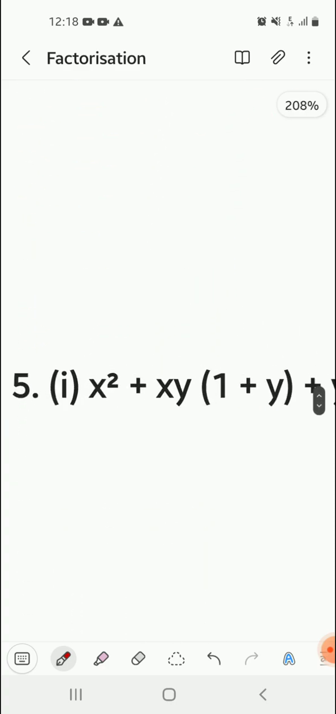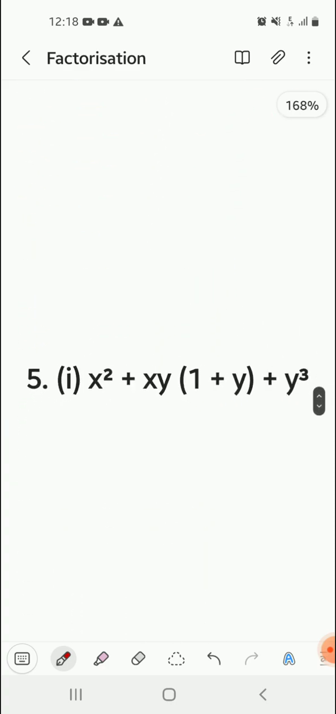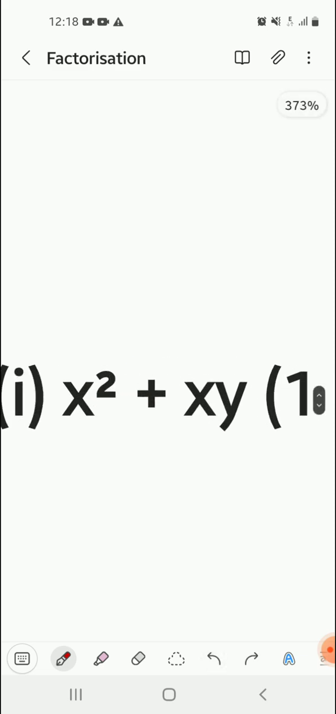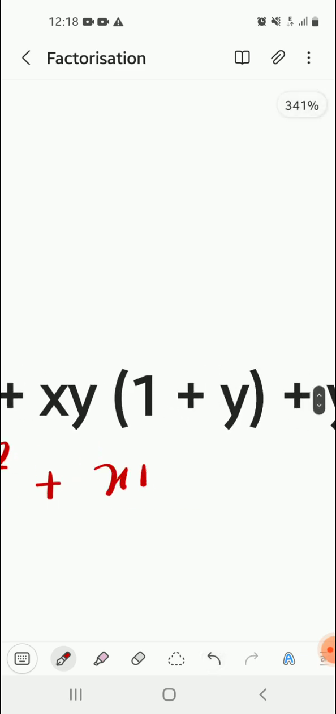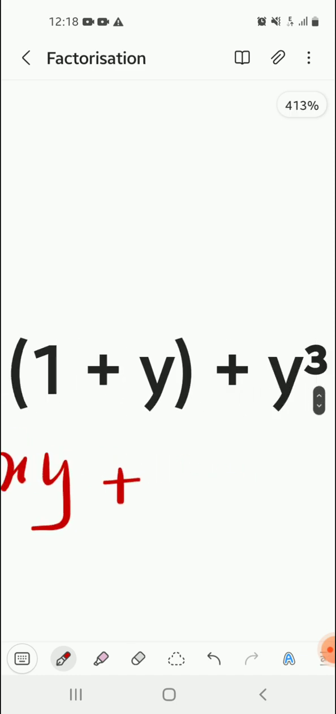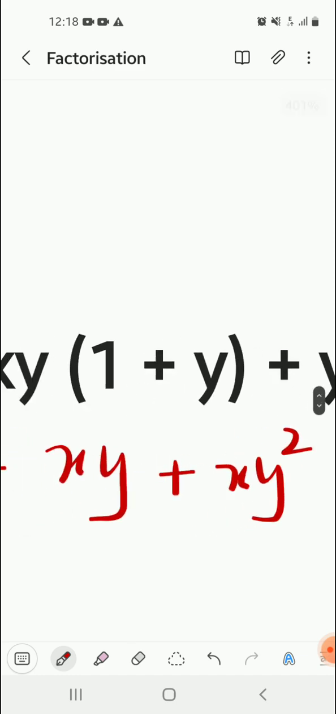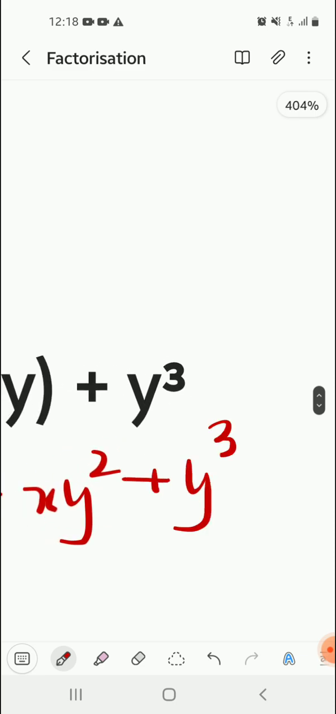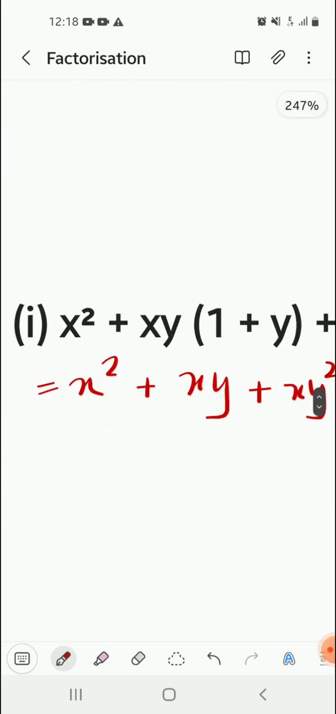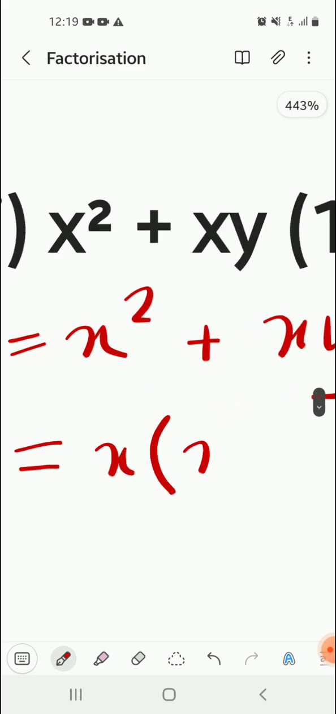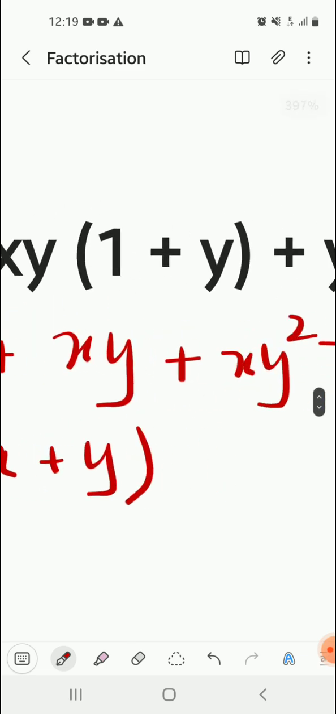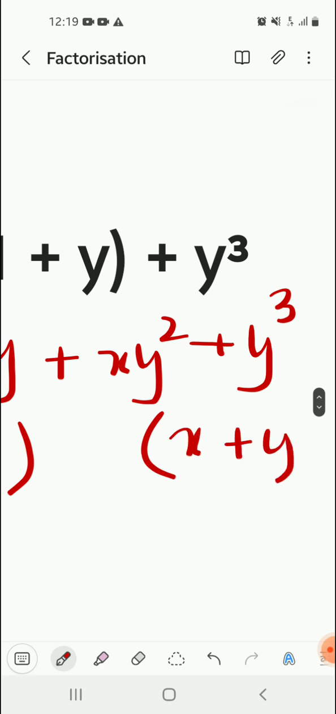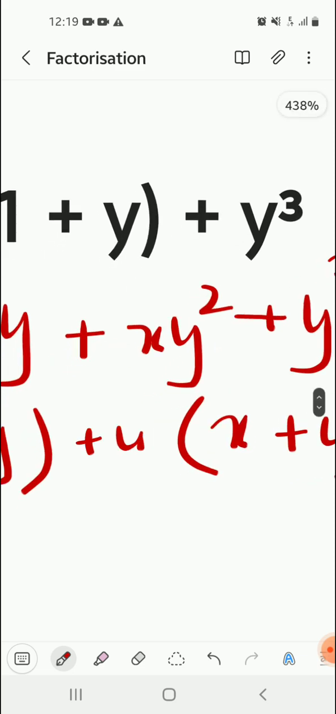Next, here we have to first solve this part, that is the bracket. To solve this bracket, this is x square plus xy into 1 is xy, plus xy into y is xy square, plus y cube. Once we have got it here, what we have common is x. Here we are left with x plus y. Here again the factor will be x plus y. And here the common factor is y square.